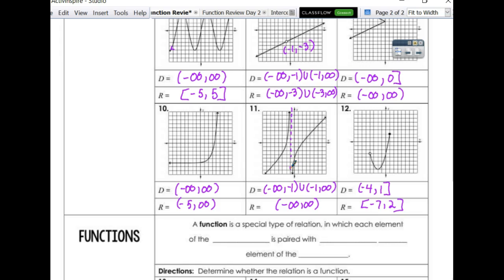So, number 11, while we're on that one, so this one, the domain had a break at -1. Why does the range not have a break? If I start at the bottom and I go, are there any numbers not included? No. There's no break on bottom to top, right? The break happens this way. So that's why we have this and not here.